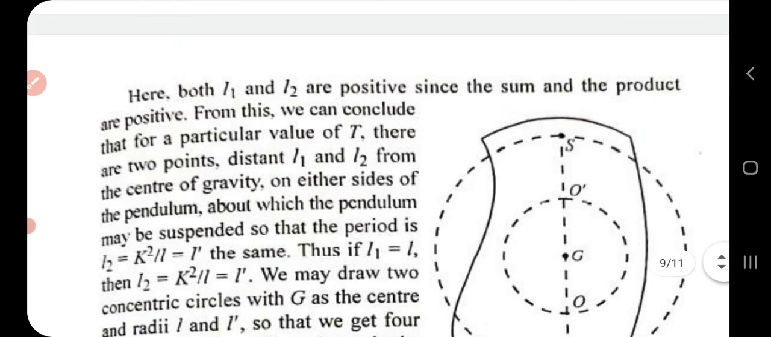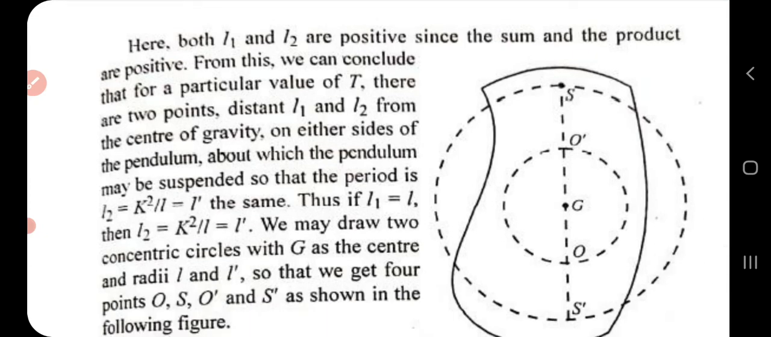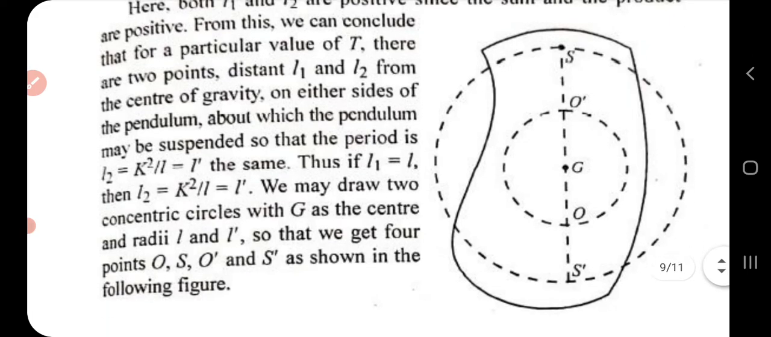So we can conclude that for a given value of time period T, we will have two points, one at a distance L1 from the center of gravity and the other at a distance L2 from the center of gravity. If L1 is equal to L, then L2 will be equal to L dash and vice versa. Based on that, we can draw two concentric circles, that is, circles with the same center, with the center of gravity G as center and radii L and L dash.